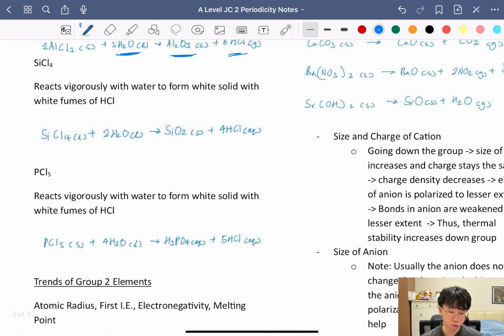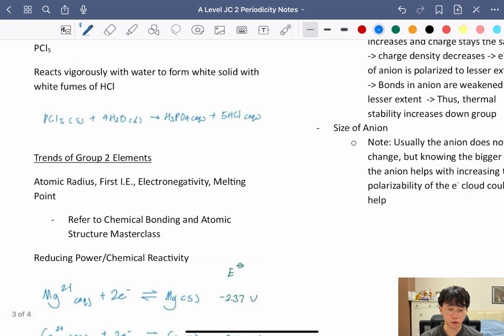Next, we have SiCl4. SiCl4 actually reacts vigorously with water to form white solid and white fumes of HCl. So you can form HCl very nicely, a very strong acid that comes out of it. So do take note of that, and you can form silicon dioxide as well. And your PCl5 also reacts vigorously with water to form white solid with white fumes of HCl. So just take note. Again, these are the products of your reaction that you have to know.